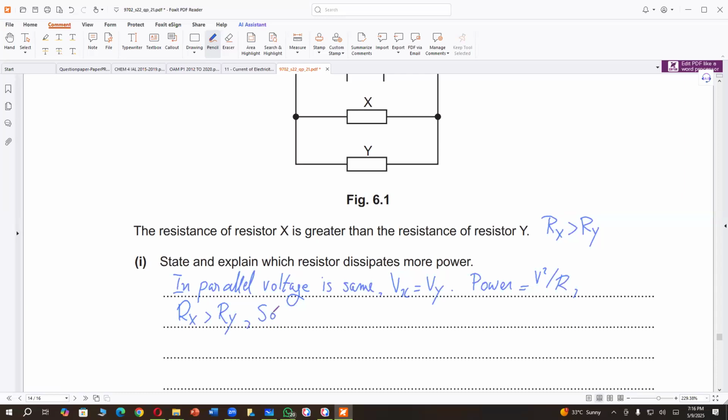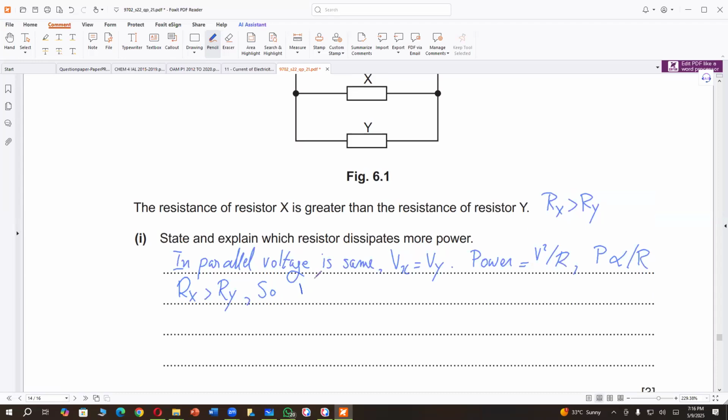So we can say that look, R is in the denominator. Power and resistance are inversely proportional. So Vy would be greater than Vx. Voltage and resistance are opposite. Y dissipates more power.